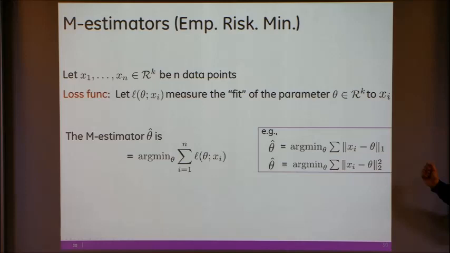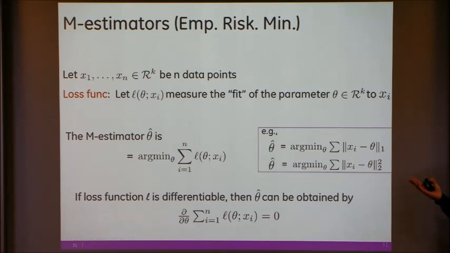Or you can replace it by the one norm. In the L2 case, the standard thing is that this theta is the mean of these n points. In the one-norm case, the theta would be the median of the n points. In general, you can define this for any loss function, and you're trying to find the theta that minimizes the sum of these loss functions. If the loss function is differentiable, the way to solve it is to take the gradient and set it to zero.